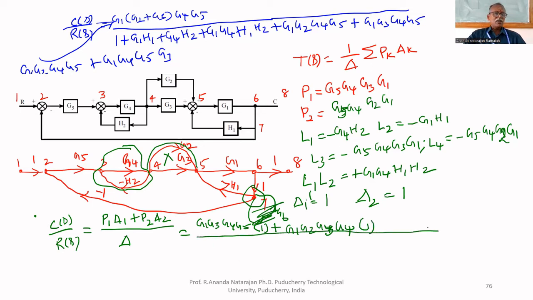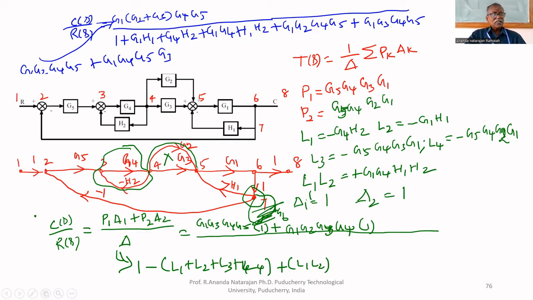P1 Δ1 plus P2 Δ2 upon Δ. Delta equal to what? Delta equal to 1 minus L1 plus L2 plus L3 plus L4 plus L1 L2. That's all. This is delta. What is the formula for delta?